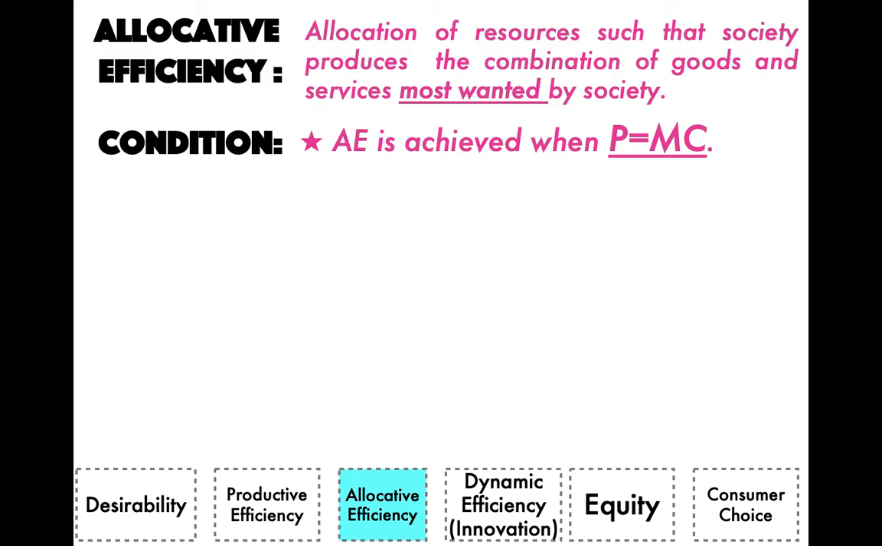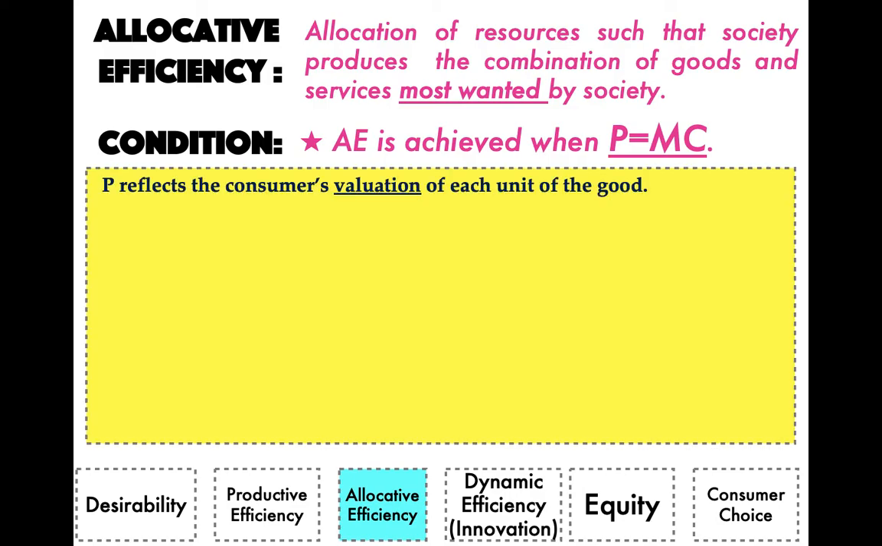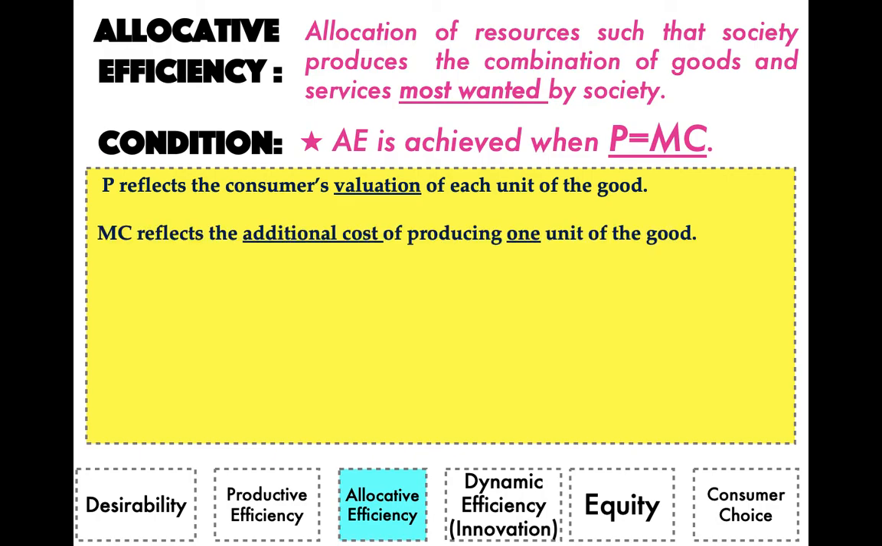Okay, why is that so? Let's first look at price. Price reflects consumers' valuation of certain goods or services, or for one unit of this good, how much I'm willing to pay will reflect how much I value that particular unit of goods or service. Right, so that's the valuation part. And the marginal cost of production, MC, reflects the additional costs that the producer has to incur in order to produce this one unit of the good.